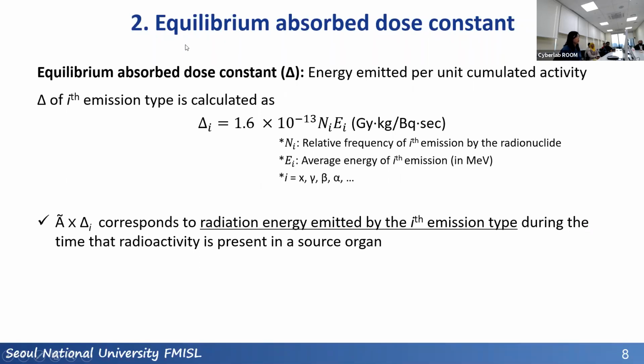The second one is the equilibrium absorbed dose constant. If this disintegration occurs, it will emit some radiation, such as X-ray, gamma ray, alpha or beta, and they will have certain energies. So they are all calculated within the average value, as you see here. So this constant is defined for every emission type, as you see here.